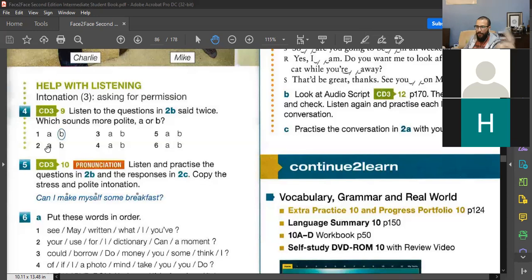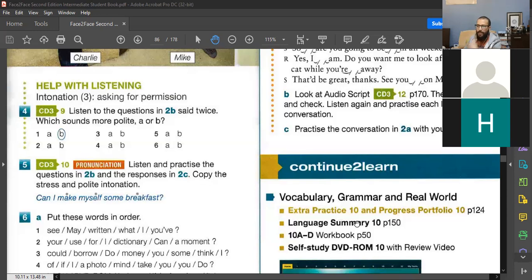Myself some breakfast. This is the B example. Can I make myself some breakfast? 2. A. May I use your washing machine? B. May I use your washing machine?